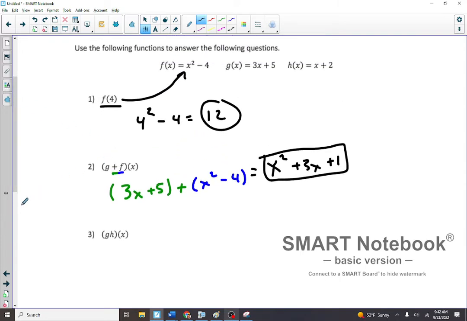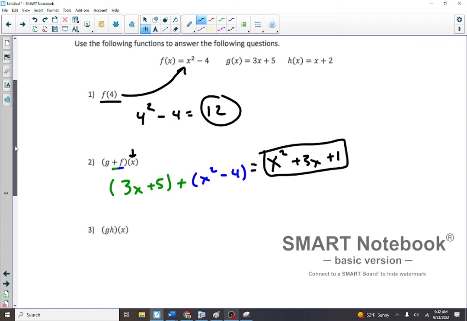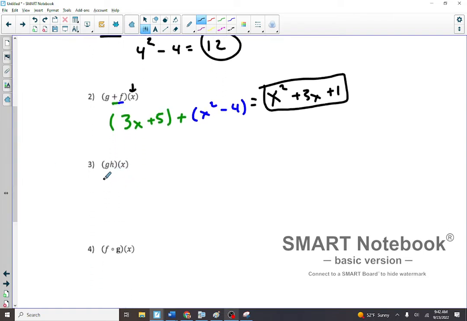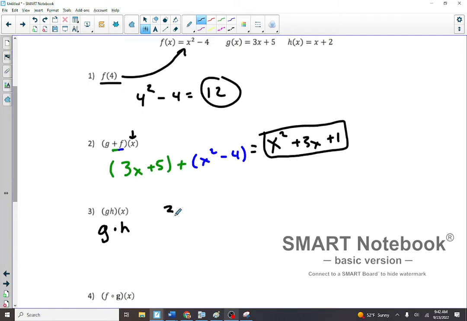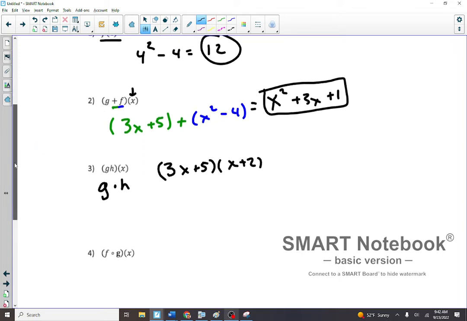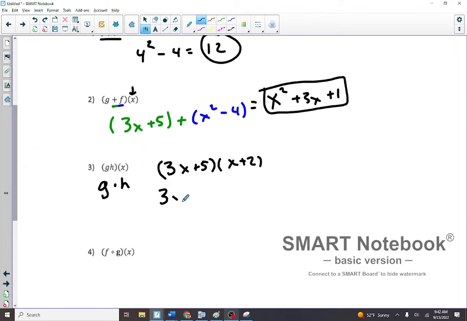What about the other x? That's just saying, yeah, you leave the x in. You're not replacing the number at all. It stays as is. Now gh, just like this, means g times h. So that's going to be 3x plus 5 times x plus 2. You're going to have to FOIL. So 3x squared plus 6x plus 5x plus 10. Combine like terms: 3x squared plus 11x plus 10.